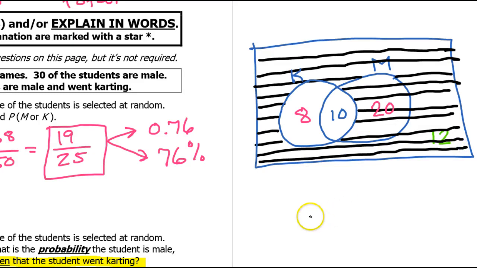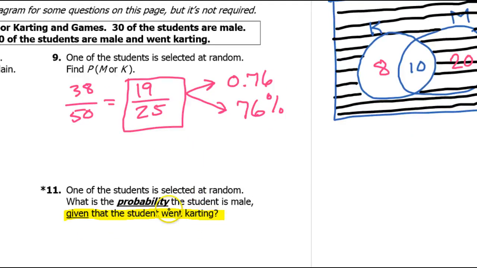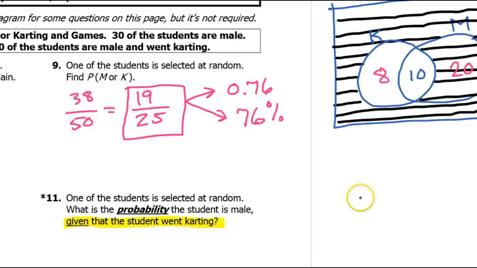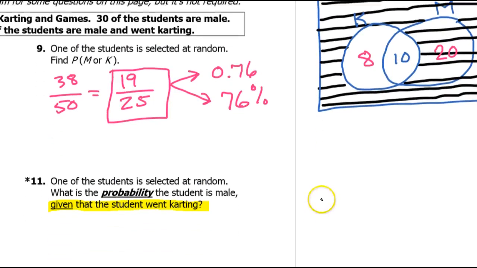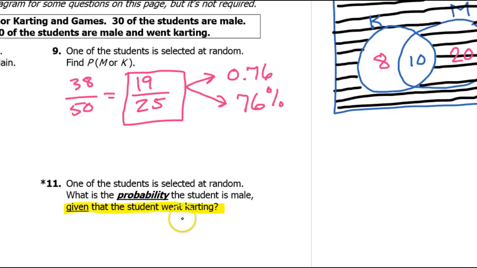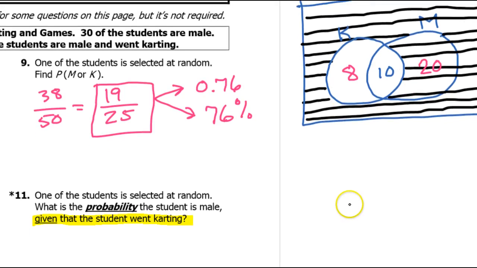Okay, so there I've blacked out everything except for the K. So now, with that in mind, we can answer the rest of the question. So what's the probability that the student is male? So I'm dealing with just these numbers, the 8 and the 10. So probability is still target over total, but now I have a smaller universe, not the whole rectangle, but just this, the K circle that's left.